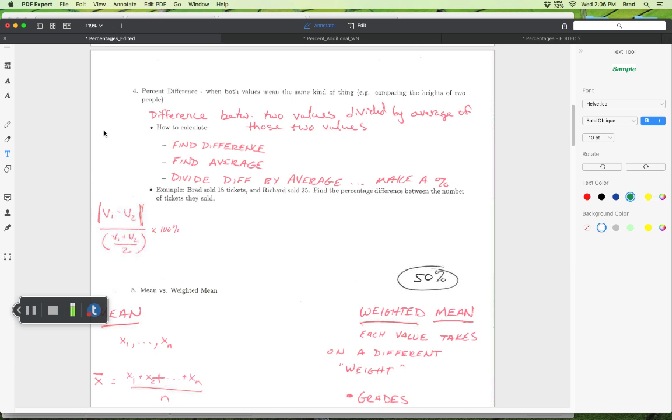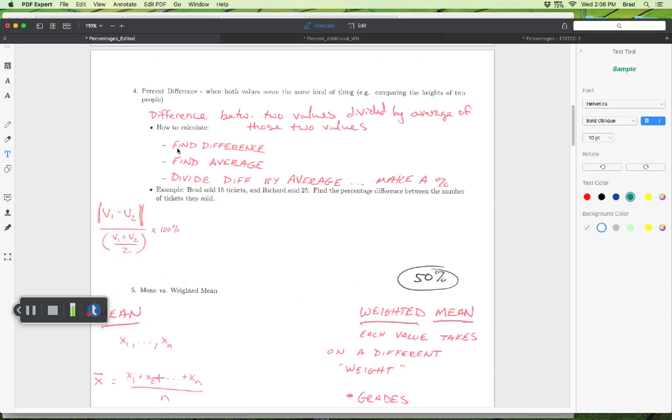There isn't necessarily an old value or a new value if we compare Ashley's height to Brad's height. But we still want to be able to compare them and relate them in a meaningful way. So the way we do this is just taking the difference between 2 values and dividing by the average of those 2 values.